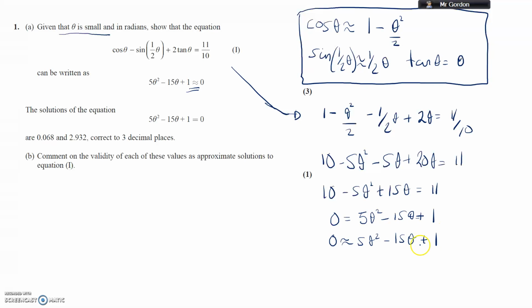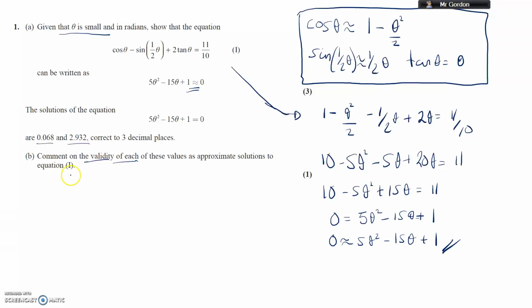Just check everything is in place, and that is what we had to show. The solutions to the equation, this is a 1 mark question afterwards, sort of a reasoning question. The solutions to this problem end up being 0.068 and 2.963, correct to 3 decimal places. Comment on the validity of each solution.